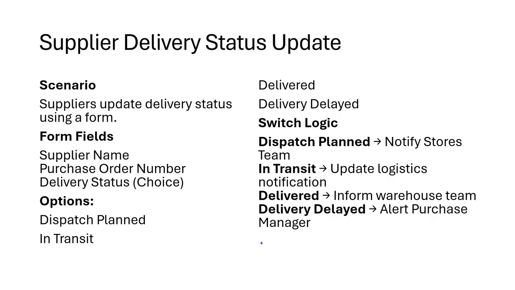Based on my supplier selection, if he is selecting dispatch is planned, then send a mail to your stores team. If it is in transit, update it to your logistic team. If it is delivered, inform it to your warehouse team. If it is delay in delivery, alert your purchase team, purchase manager. So based on whatever the input given by my supplier, you have to create a flow.